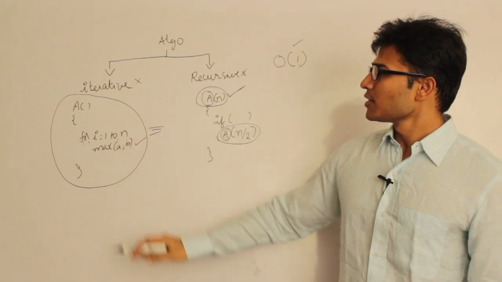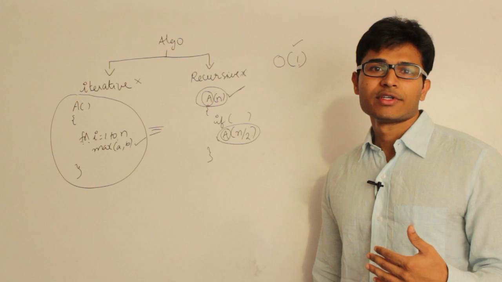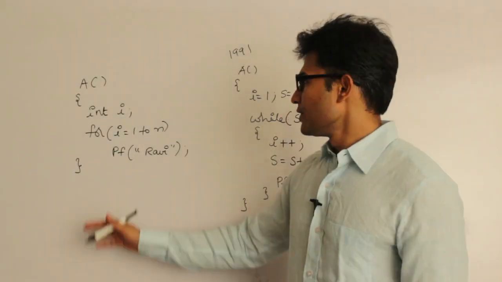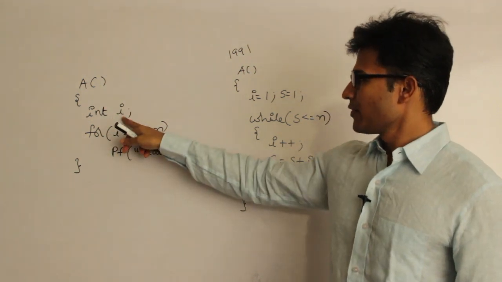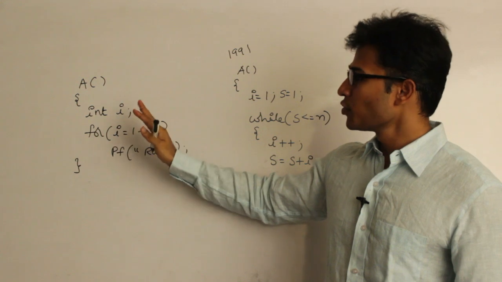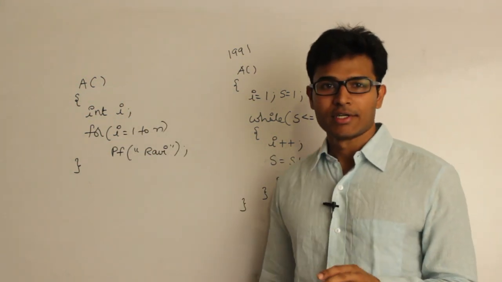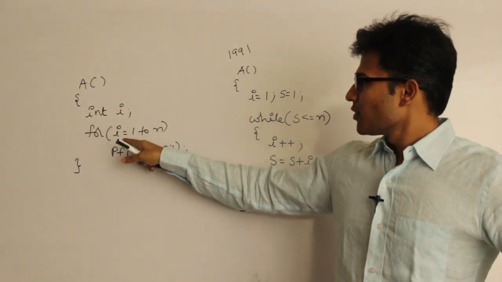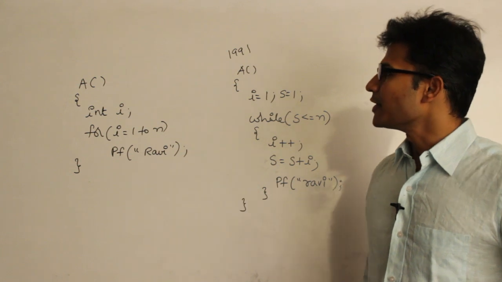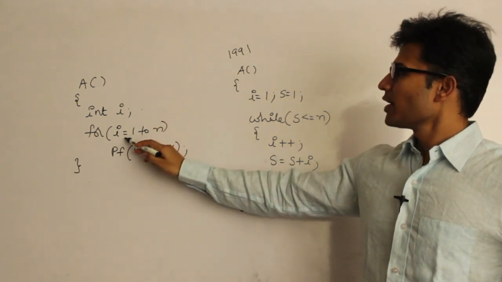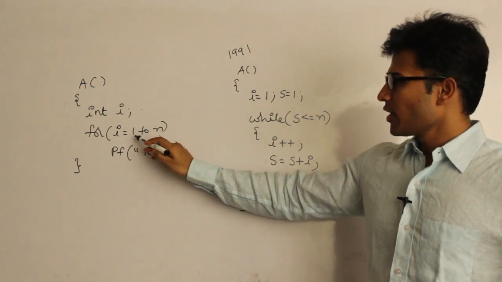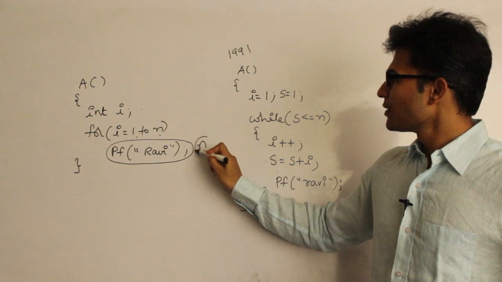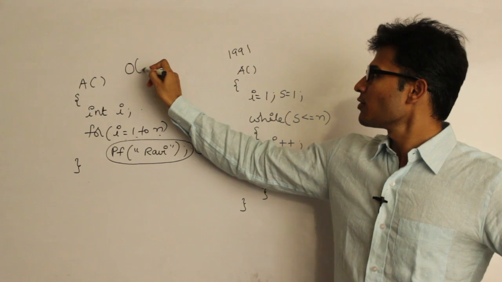Let's now see some examples of iterative programs, which will give us some depth about how to analyze this. See the first example. In this algorithm, we have an integer i and a for loop. Whatever code I am writing does not correspond to the syntax of any programming language. You can just consider it as general English. So there is an integer i. For i equal to 1 to n, printf Ravi. How many times will this name be printed? For i equal to 1 to n, which means total n times this line will be printed. Therefore I say that the complexity of this algorithm is order of n.